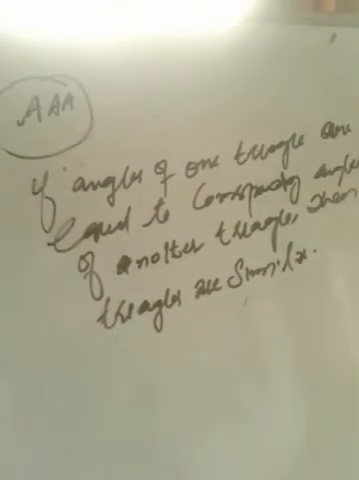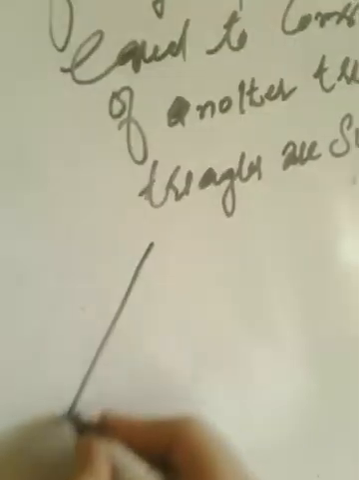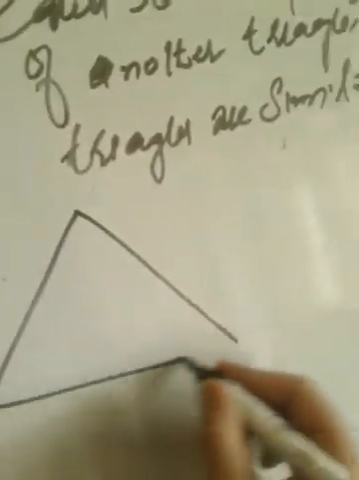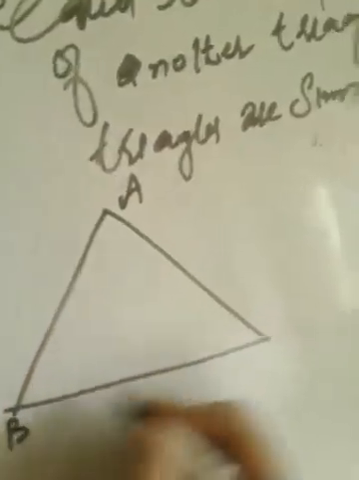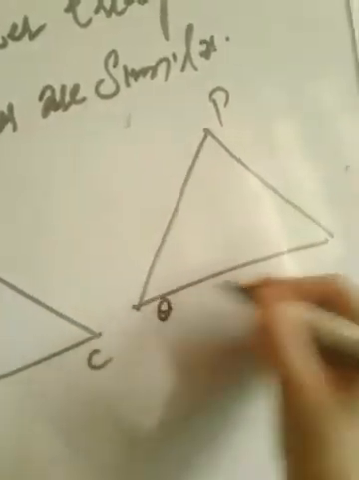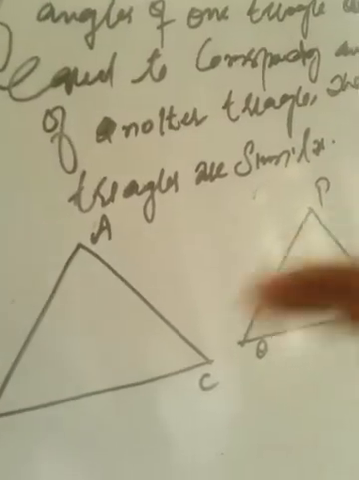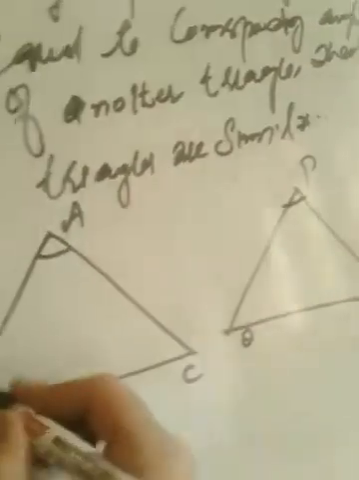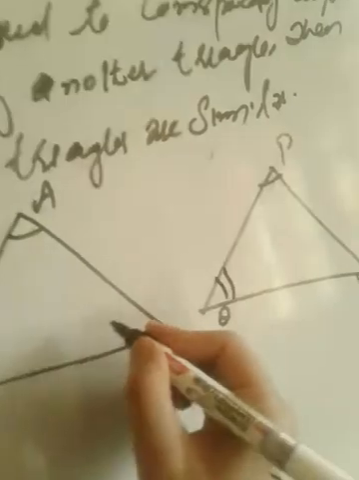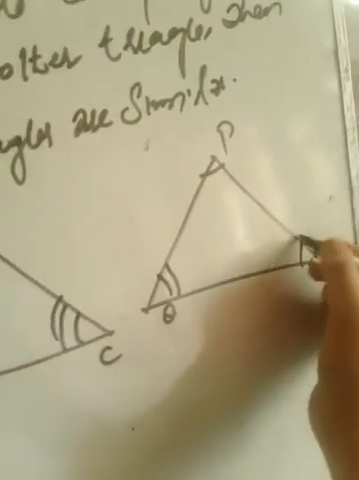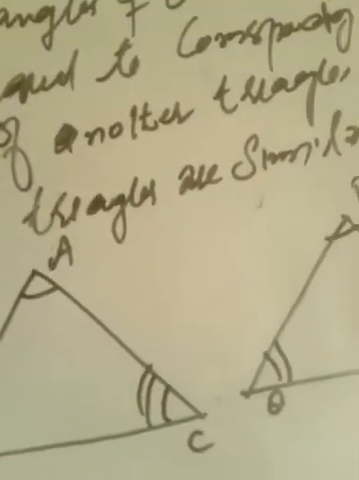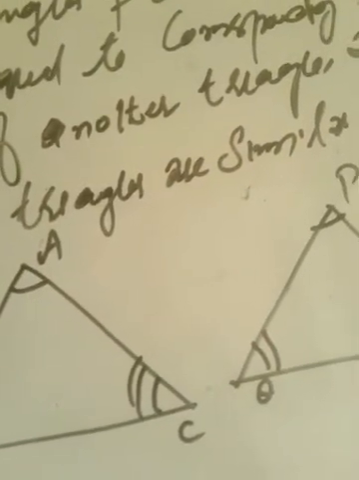So what does this mean? Let us explain it. Suppose we have two triangles: this is triangle ABC and this is another triangle PQR. According to this rule, if angle A equals angle P, angle B equals angle Q, and angle C equals angle R, then according to the AAA rule, these two triangles are similar.